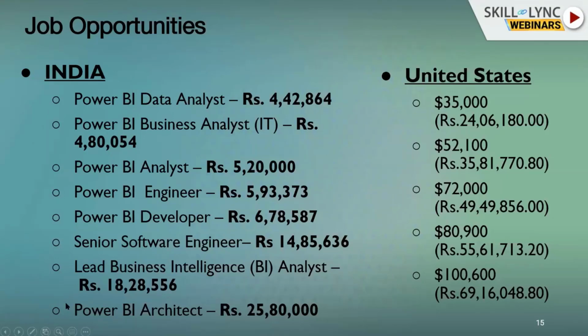Currently, these are starting salaries. Remember, these are not average salaries; these are starting salaries. Anyone at senior software engineer level is paid almost 14.85 as an initial start. The average could be 2 to 3 lakhs more than this. A Power BI architect is paid around 25.80 to around 45 lakhs. Then the next role is the Power BI director, which is in the range of 50 lakhs per annum.